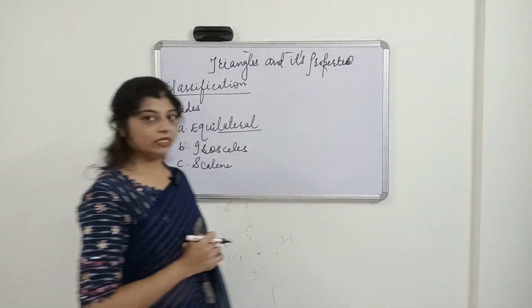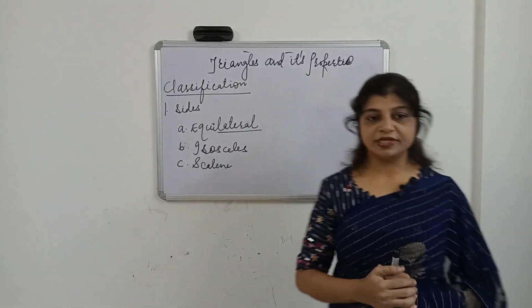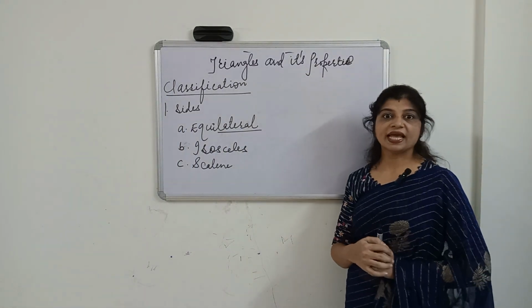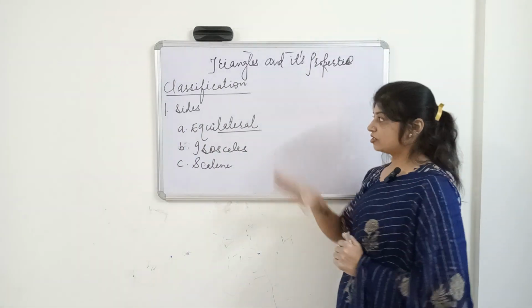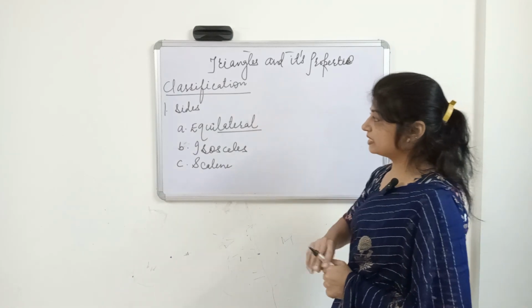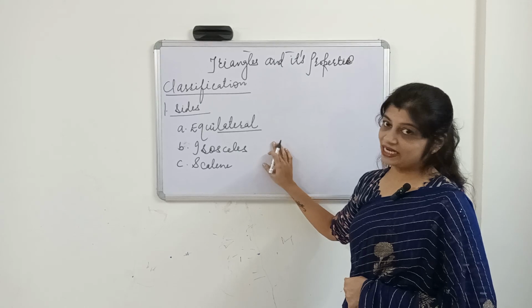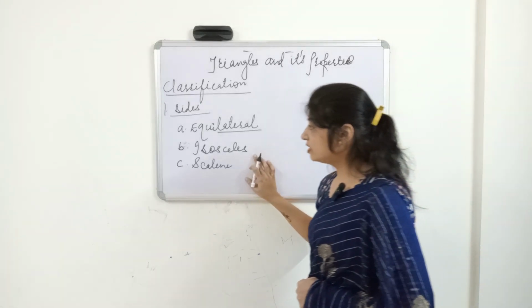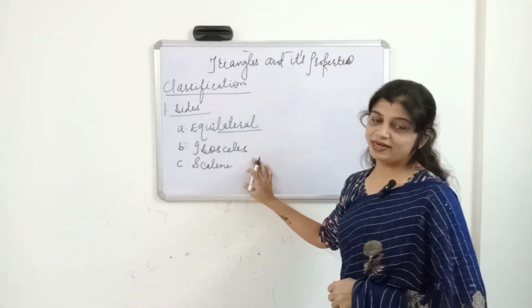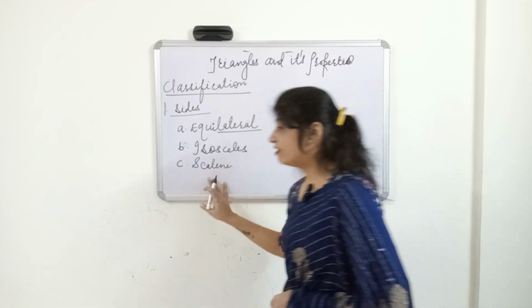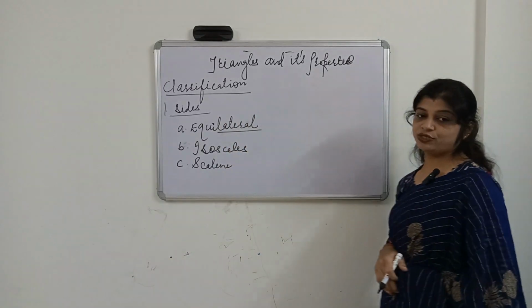We classify triangles based on two parameters, sides and angles. So the first classification we are seeing is based upon sides. When all three sides are equal, it's an equilateral triangle. When any two sides are equal, that is an isosceles triangle. And when no side is equal, that is a scalene triangle.